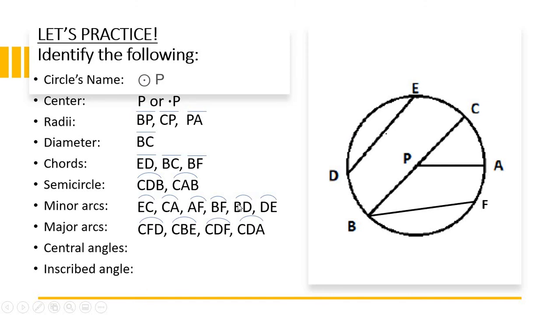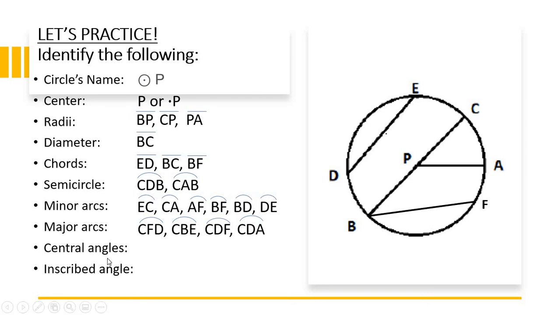Next, how about the major arcs? So, arcs that are longer than the semicircle. So, we have the arc CFD. Yes, longer than the semicircle. Arc CBE. Diba? Mas malaki pa rin sa semicircle. Arc CDF. And arc CDA. Actually, marami pa. Meron pa dyan. As long as yung arc ay mas malaki sa semicircle, then that is considered as a major arc.